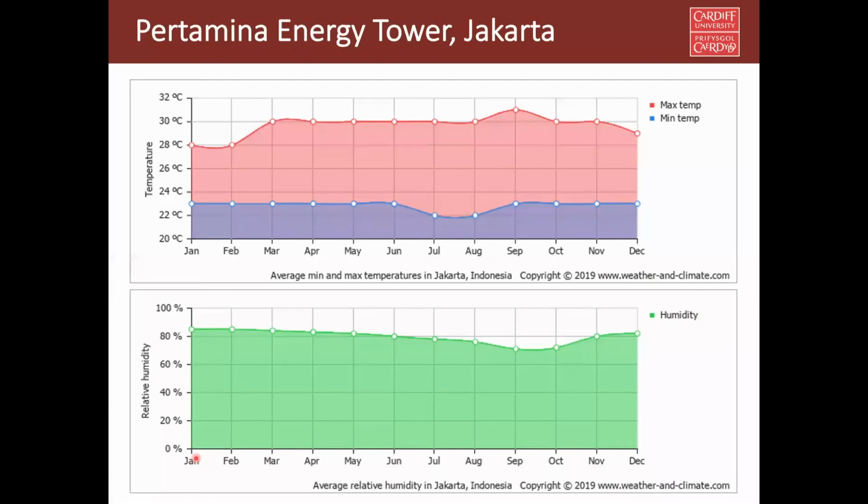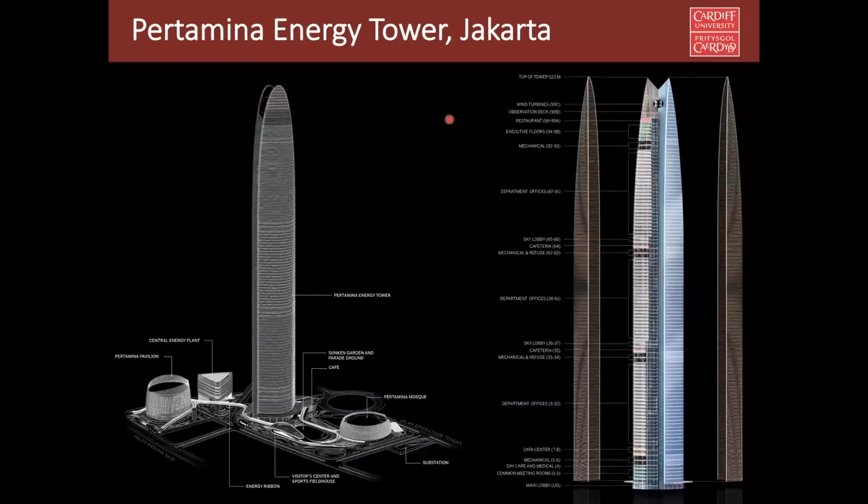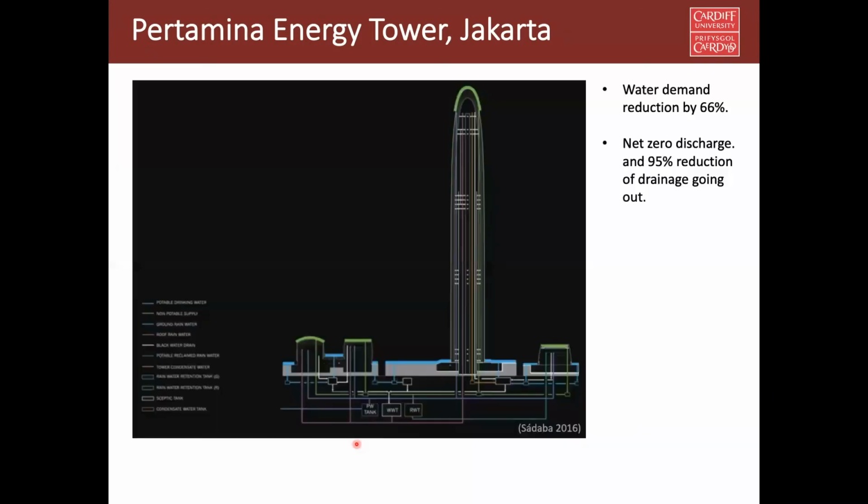Before that, let's look at the Indonesian climate. You can see the temperature varies between 23 to 32 degrees Celsius. That means that we only need cooling, not heating. So it's a cooling dominant environment. There is this tower, and it has two other buildings. One is a mosque and another is a pavilion. How they dealt with all these buildings, we'll look at now.